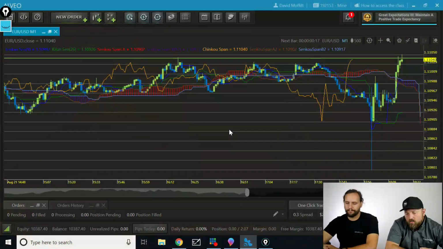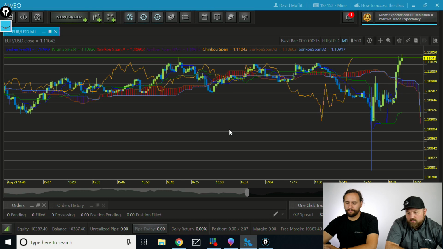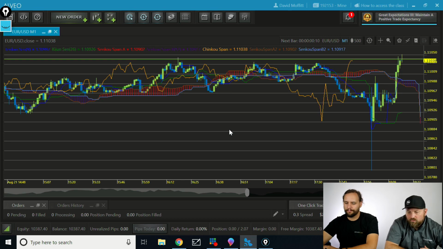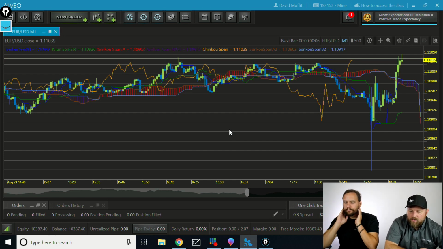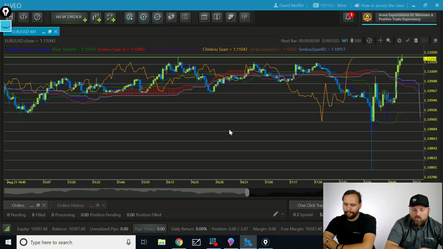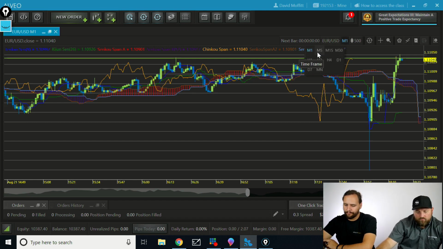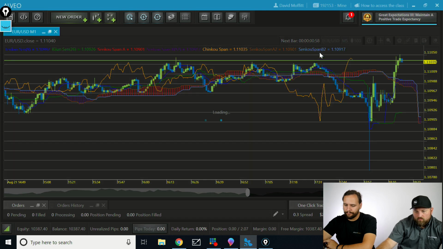Let's go ahead and I'm going to show you guys my chart, and it looks like our volatility is still there a little bit in the markets. So hopefully you guys were able to profit on some of that movement here with the FOMC. All right, so the Ichimoku, I'm going to change this chart. Hopefully you guys are seeing my chart now.